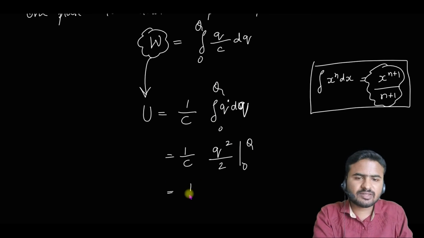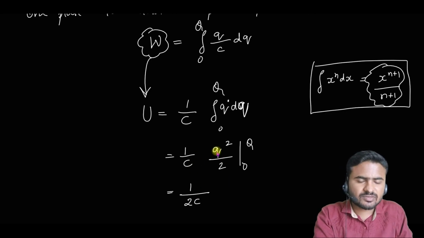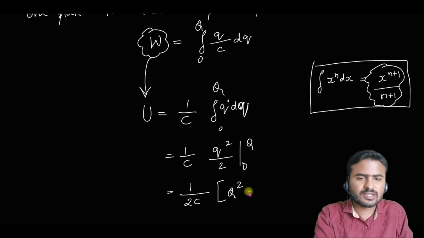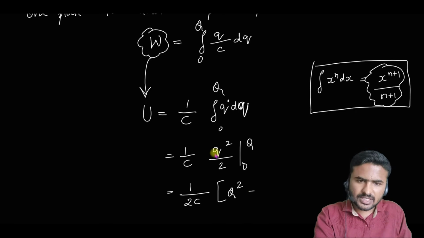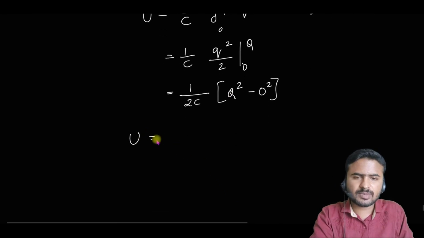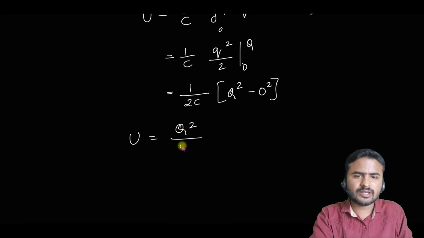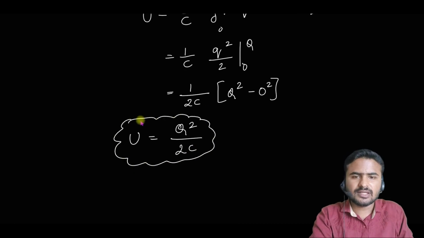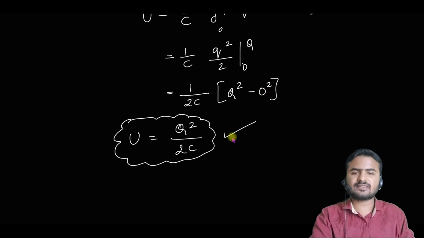So what do we get now? How do I substitute the limit? Take this 2 outside, no issues. So 1 by 2c into, in place of small q you put capital Q first, capital Q squared as it is. Then you always put a negative sign, and in place of small q you substitute the lower limit, so 0 squared. The total energy stored in the capacitor will become Q squared divided by 2c. Q squared minus 0 squared is anyway Q squared, right? So Q squared by 2c is the energy stored in the capacitor.